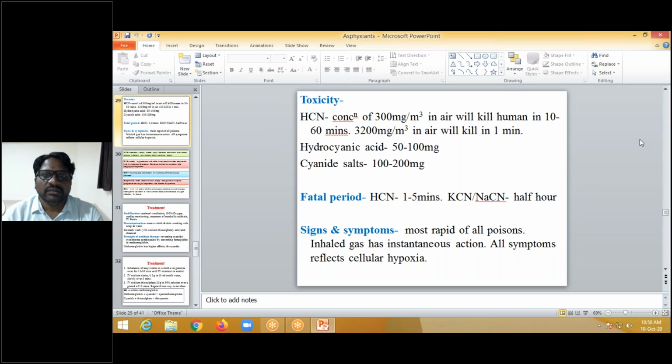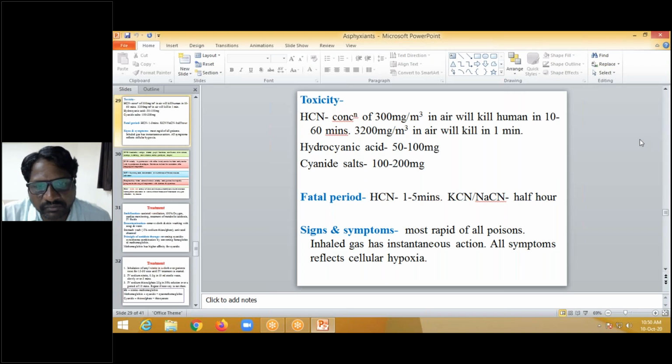So this is the fatal dose. Okay. Now come to the fatal period. For hydrocyanic acid it is 1 to 5 minutes. Maybe the person will survive only 1 to 5 minutes. He will die within 5 minutes. Potassium cyanide and sodium cyanide will take half an hour. They are less toxic compared with hydrogen cyanide. It will take half an hour to death.